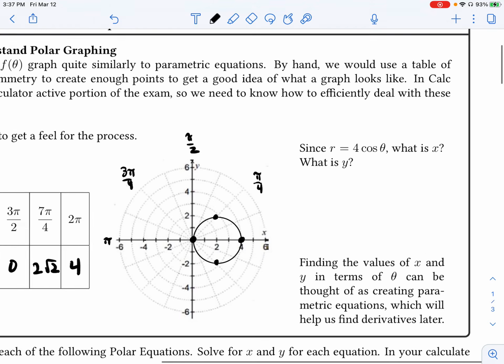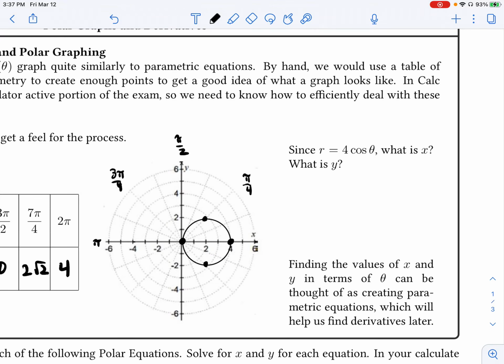Now let's take a moment and think about what our x and y equations are. And the reason why this is important, why this can be helpful, is that we can rewrite our polar function using the values of x and y to create parametric equations.